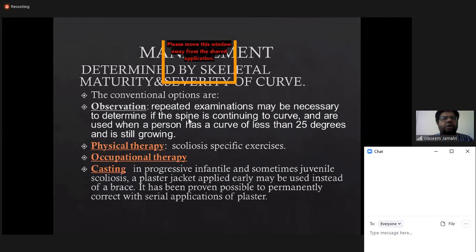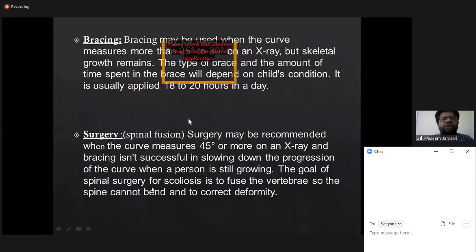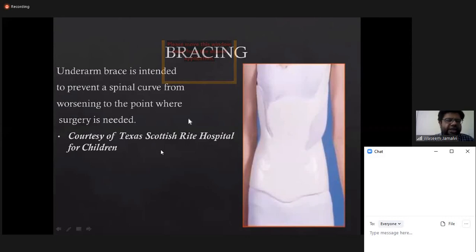The conventional options are observation, and if the curve angle is less than 25 degrees, therapy is good enough and recovery is good. There can be physical therapy, occupational therapy, or sometimes casting or bracing, for 18 to 20 hours a day for a couple of months. In the case of surgery, if there is a spinal fusion or the curve angle is 45 or more on the X-ray, then you can go for surgery to reduce the curve angle.